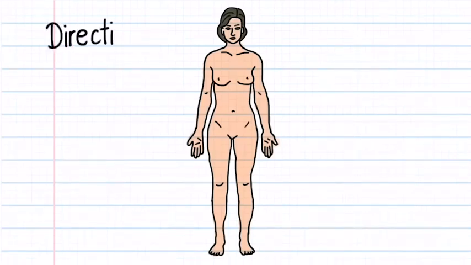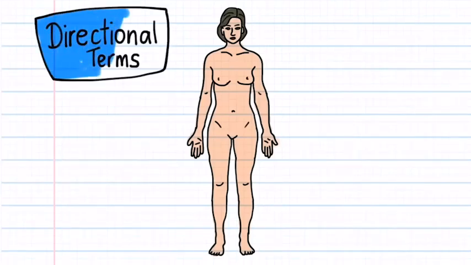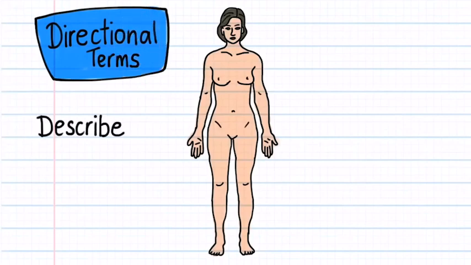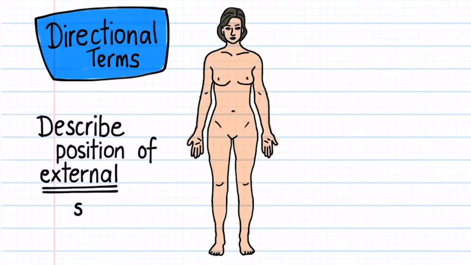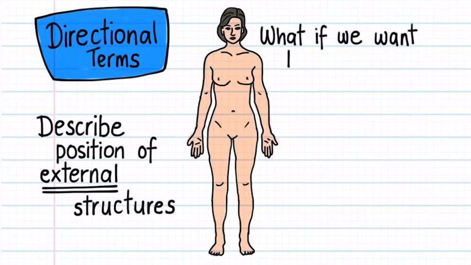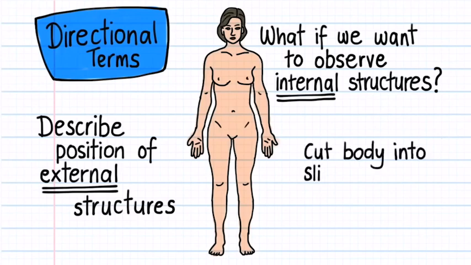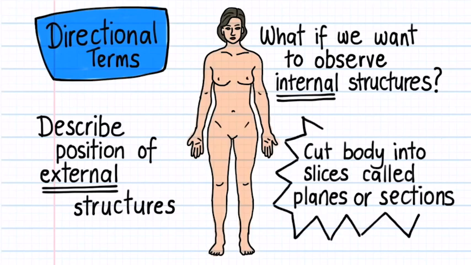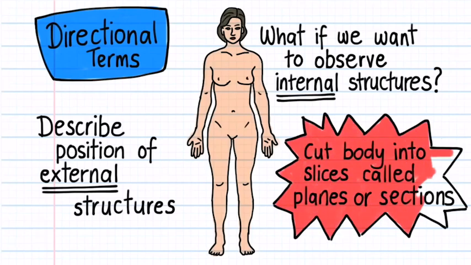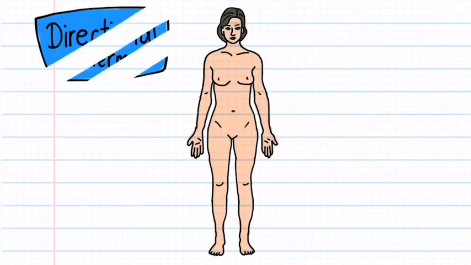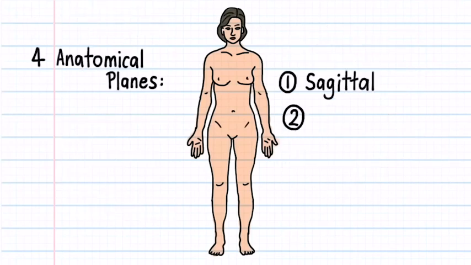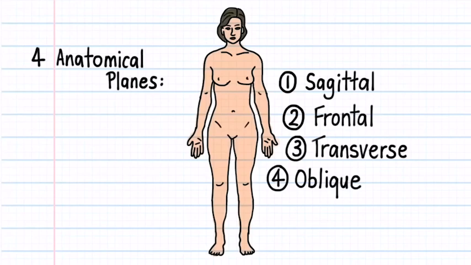So far, all of the anatomical terms that we've described are what we call directional terms. That is, they're terms that describe the position of one external structure relative to another. But what happens if we want to observe the relative locations and arrangements of internal structures and organs, like for example the heart, lungs and brain? Well, to do this we need to cut the body into slices called sections or planes. The 4 anatomical planes are sagittal, frontal, transverse and oblique.